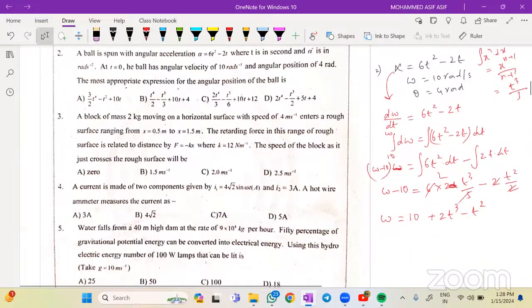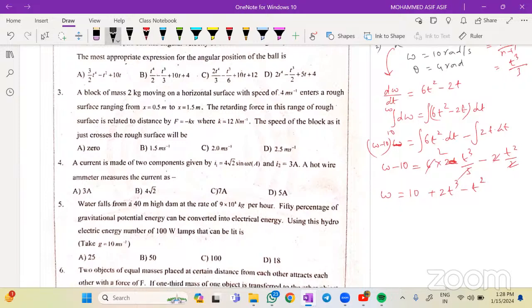Now, once I know the value of omega, you can calculate the value of theta. Omega is equal to d theta divided by dt. d theta divided by dt is equal to 10 plus 2t cubed minus t squared. So what will d theta become? 10 plus 2t cubed minus t squared into dt, do that. Initially its value is 4, and after that the final theta.